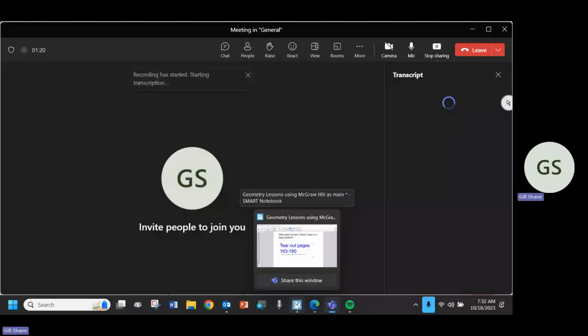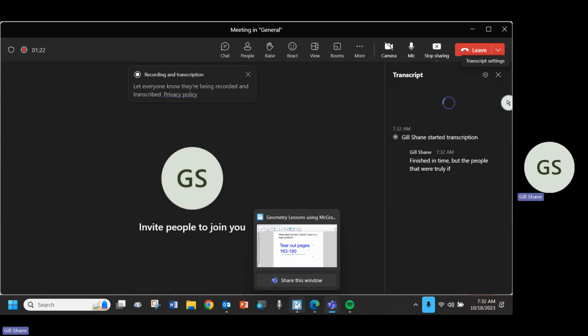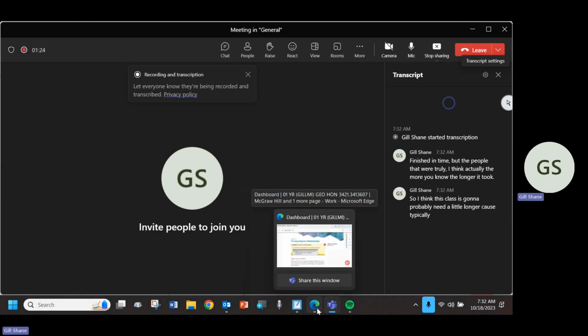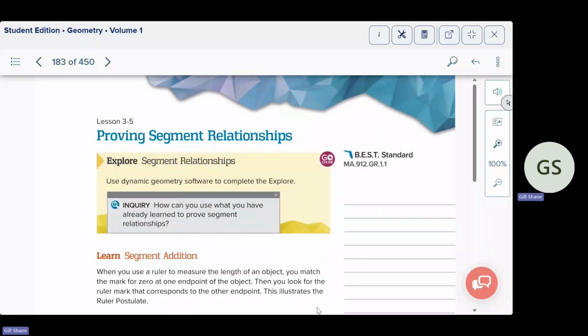Finished in time, but the people that were truly, I think actually the more you know, the longer it took. So I think this class is going to probably need a little longer because typically you do pretty well on those. So. All right, so on the first page, we're starting a new lesson, but it's got a lot of the same stuff we did.